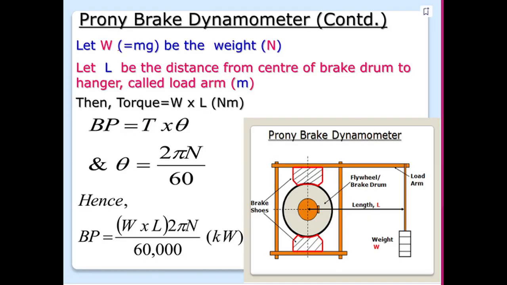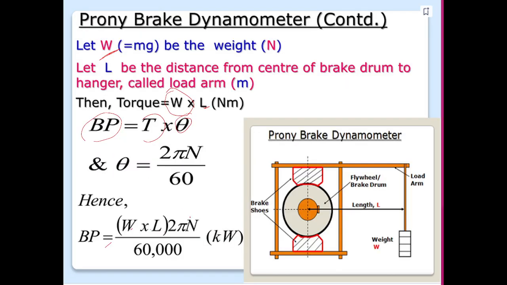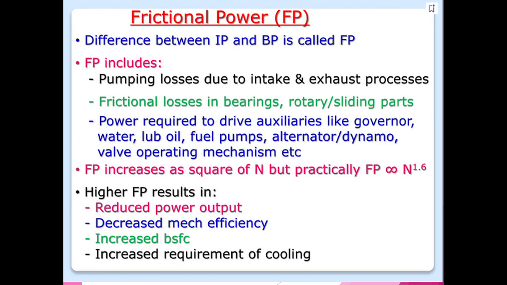W in Newton, then L is the distance from the center of the brake drum. Now torque is nothing but the force into distance. So brake power is nothing but torque into theta, where theta is 2 pi N by 60 and W into L is the torque T. So brake power is W into L into 2 pi N upon 60,000. Okay, so using the Prony brake dynamometer we may calculate the brake power like this.